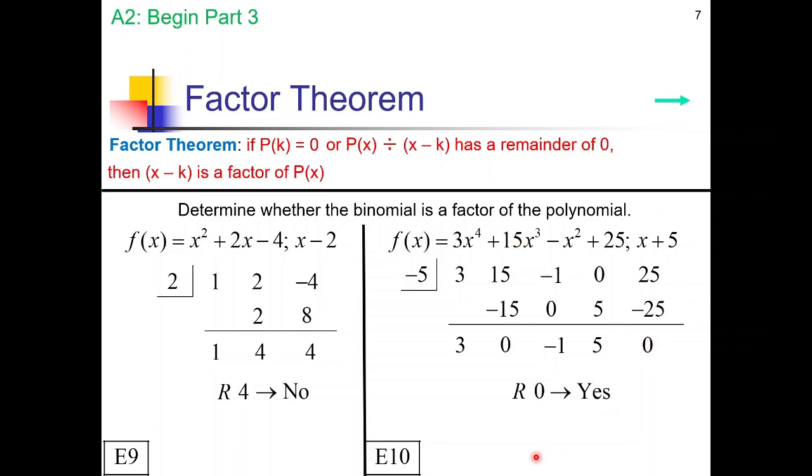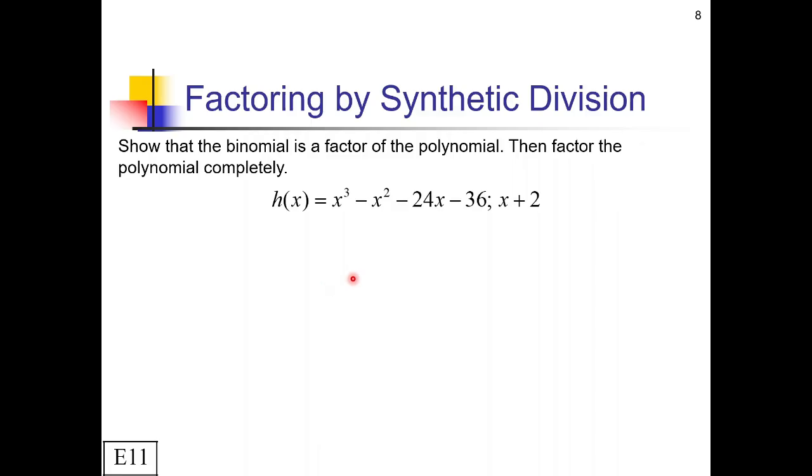For this next problem, we're going to do something a little bit different, but still related to figuring out if something's a factor or not. Here they want us to show that this binomial, x plus 2, is a factor of h of x, and then they want us to factor the polynomial completely on the basis of that. So let's let you do the first part first. Pause the video, see if you can figure out whether x plus 2 is or is not a factor of h of x, and then maybe figure out the quotient if you want.